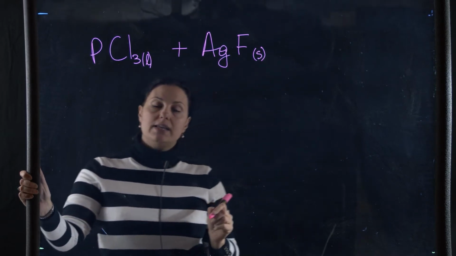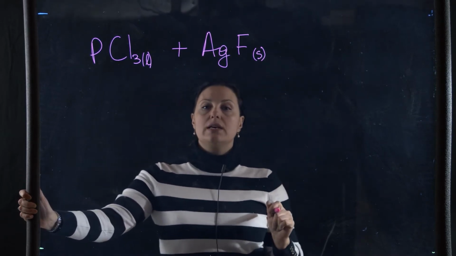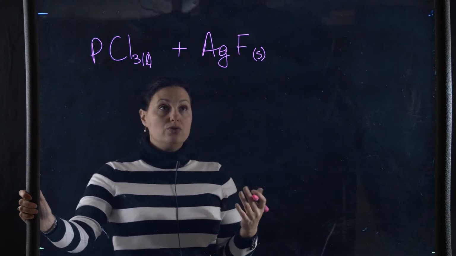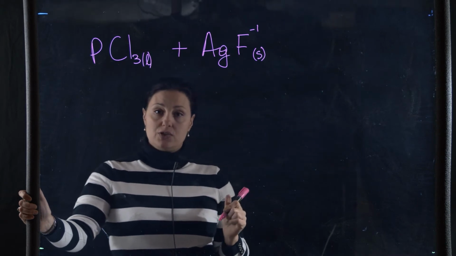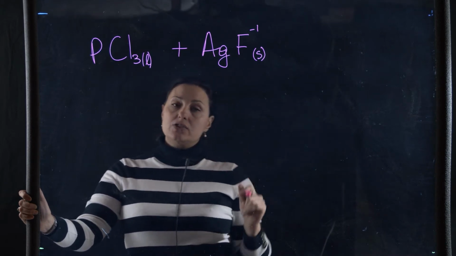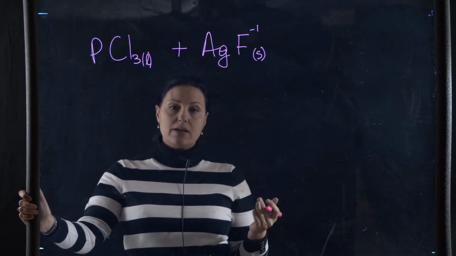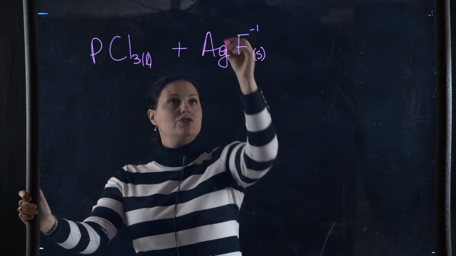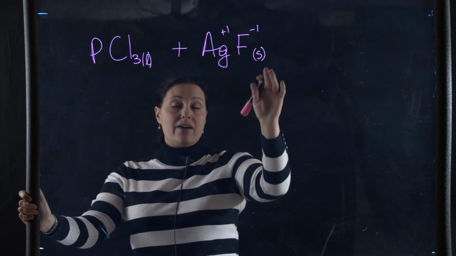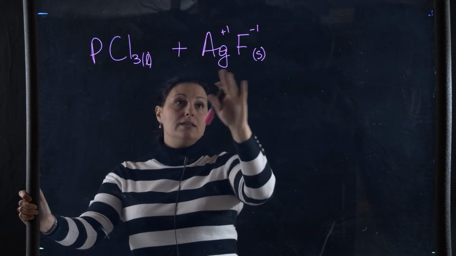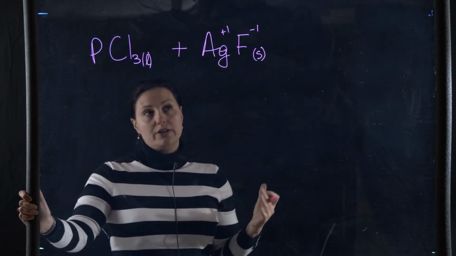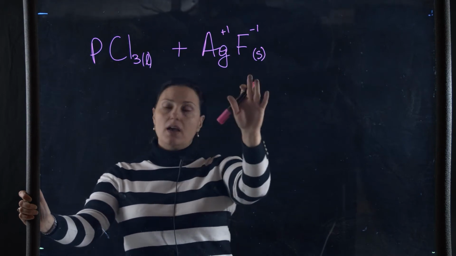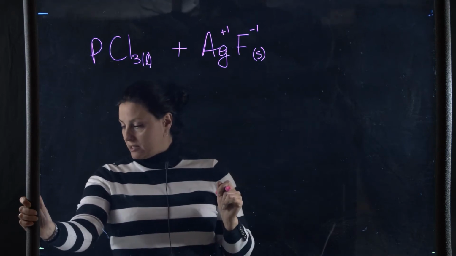Now I have to pause and make sure that this molecule is actually neutral. Fluorine has a -1 charge always because it's group 7. Silver is a transition metal, but it's one of those exceptions that it always has a +1 charge. The way I have it written, therefore, is a neutral compound because I have a +1 and a -1, which gives me an overall charge of 0. This is my second reactant.